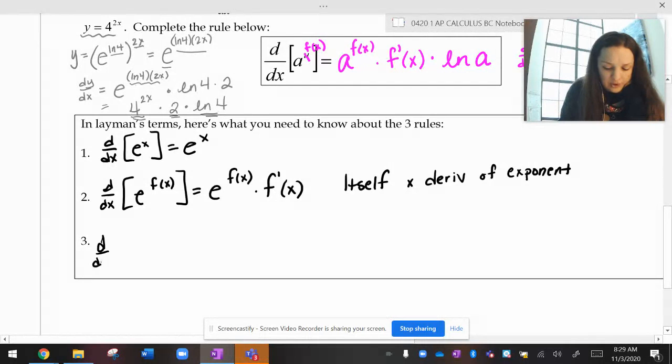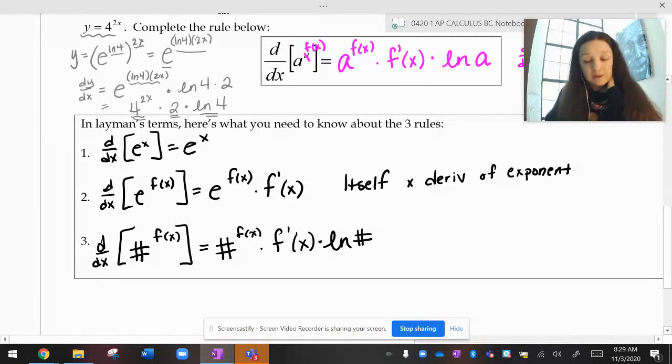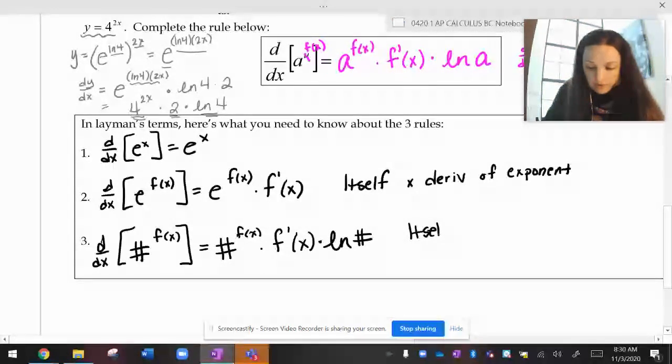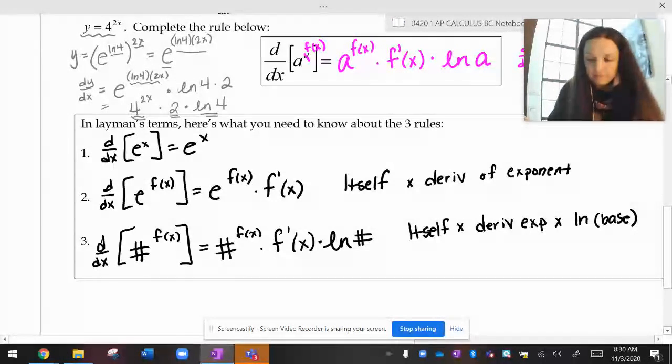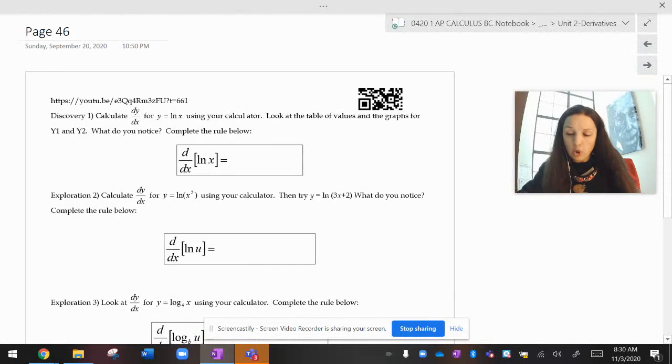And if I take the derivative d dx of any number raised to the f of x, it's going to be itself times the derivative of the exponent times the ln of the base. So itself times the derivative of the exponent times the ln of the base. And there's exponential derivatives. All right, let's turn the page and go to some logarithmic derivatives.